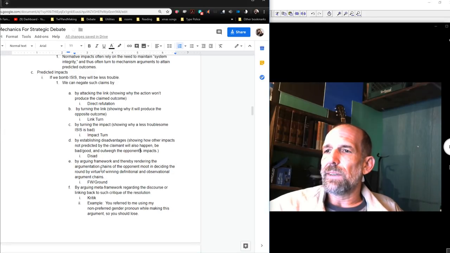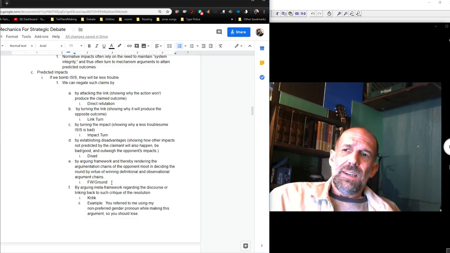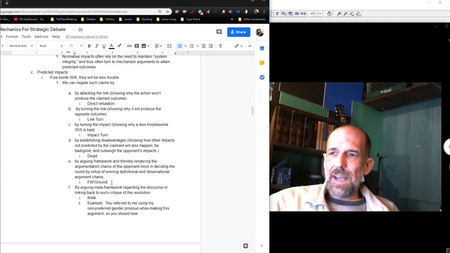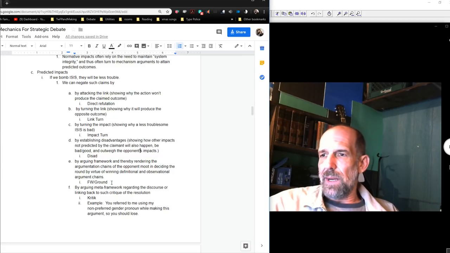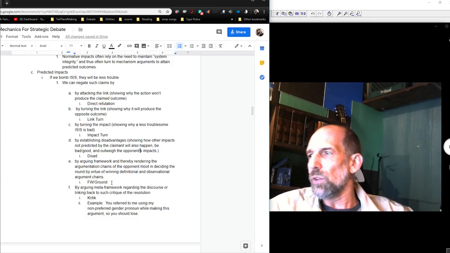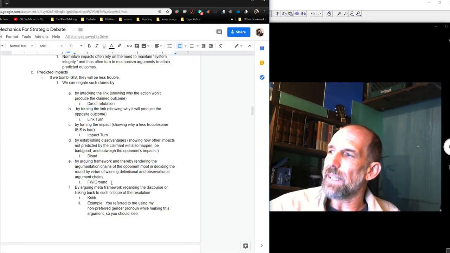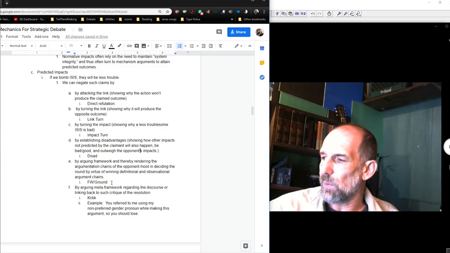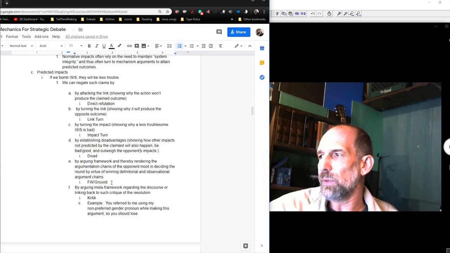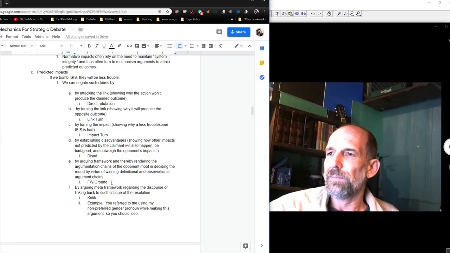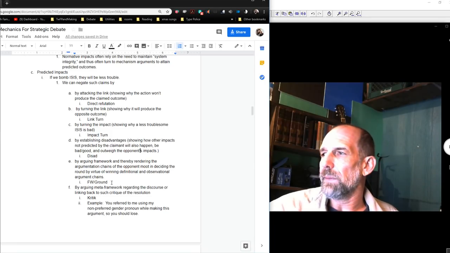Arguing framework and thereby rendering the argumentation chains of the opponent moot in deciding the round by virtue of winning definitional and observational argument chains. This is a framework or ground kind of approach, and I didn't put an example here, but it's like saying, well, I've defined ISIS as this little subgroup here of people who aren't ISIS, actually. Like, you know, I've defined ISIS as school children in the region, and therefore we should negate, because you didn't dispute that definition, and therefore that's what ISIS is, and you keep saying you should bomb school children in the region rather than terrorists. And so I went on ground argument.